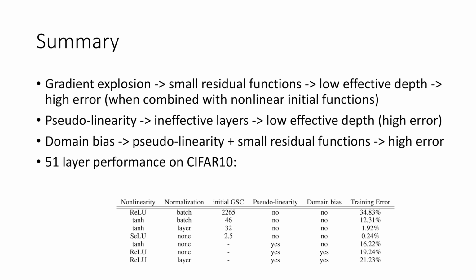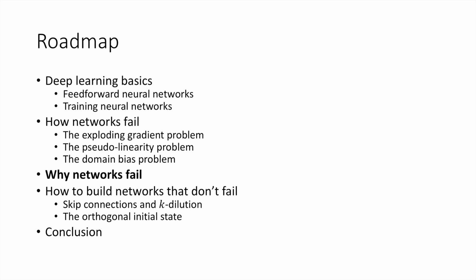We summarize the performance of our architectures on CIFAR10. We observe that architectures with exploding gradients perform better the smaller the explosion rate in the initial state. Architectures with other problems perform badly overall. Now we move on to the next section of this talk, why networks fail.